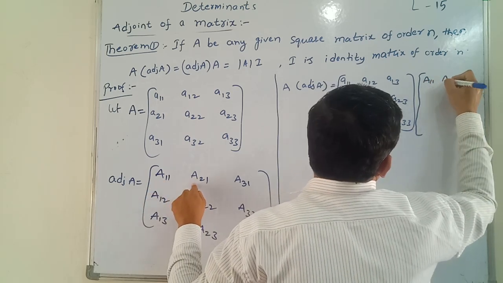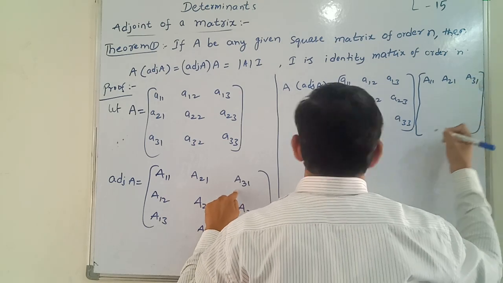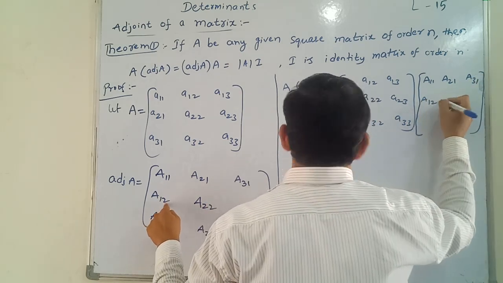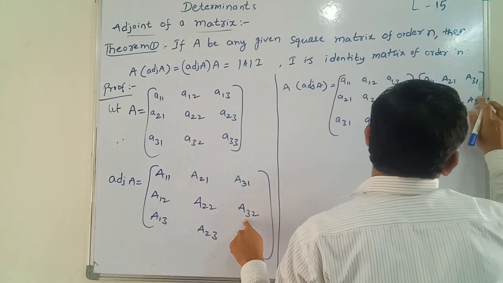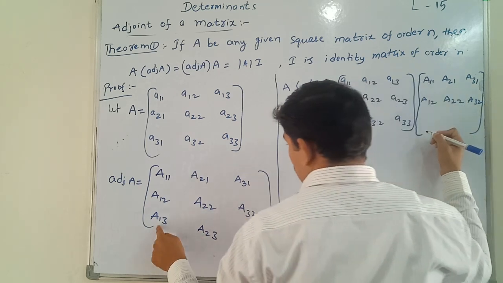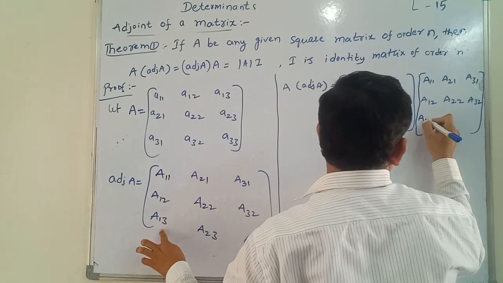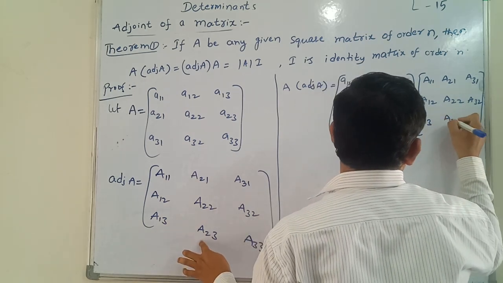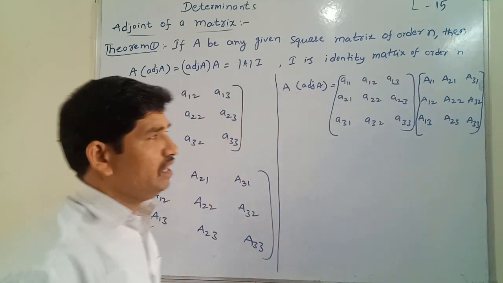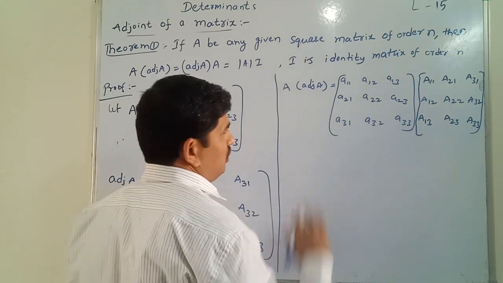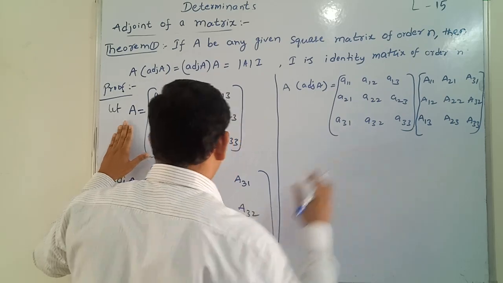So adjoint A is A11, A21, A31. Then A12, A22, next A32. After that, A13, A23, A33. Yes. So just multiply these two matrices here. Okay, I will rub this one out, because this will be a lengthy one.